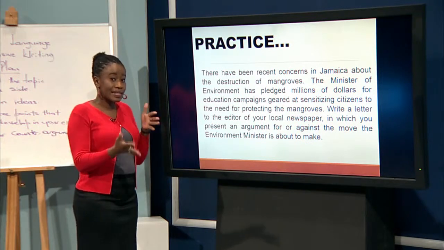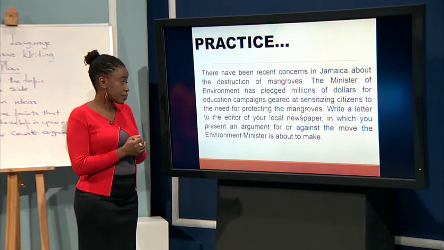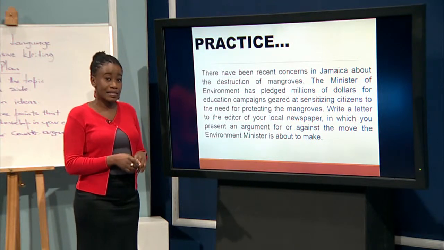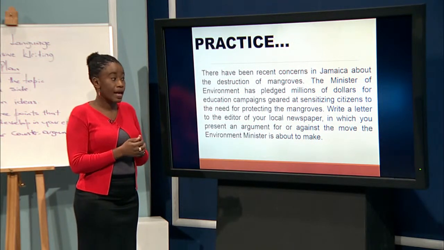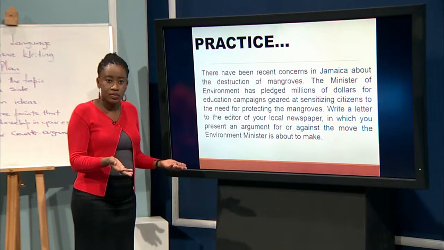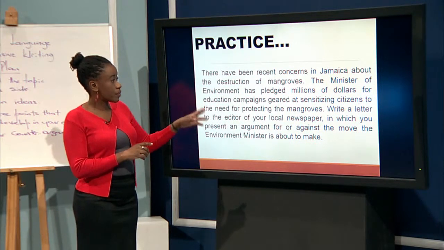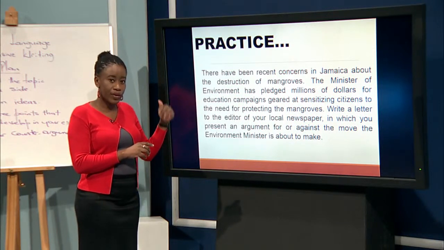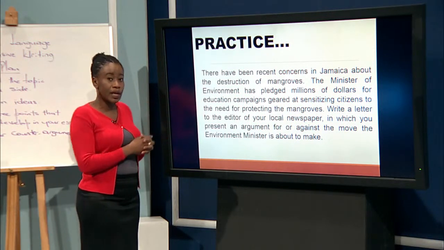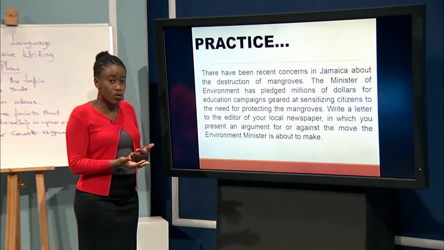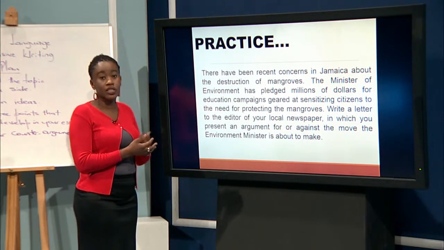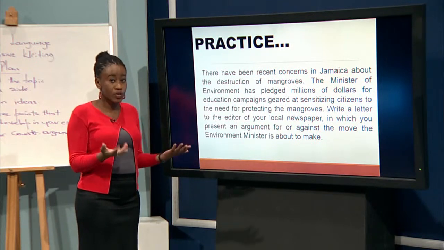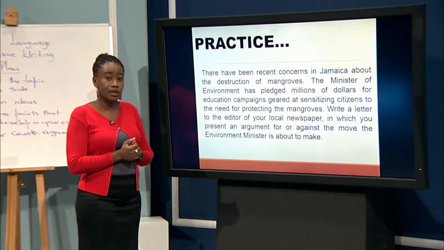Were you told the stance that you are to take? It says present an argument for or against. So you can choose. For or against what though? For the move of the minister to put millions of dollars into educating people about protecting mangroves, or against the move for millions of dollars to be put in a project like this. Do you agree? Do you disagree? That's what you're being asked to write a letter to the editor about.